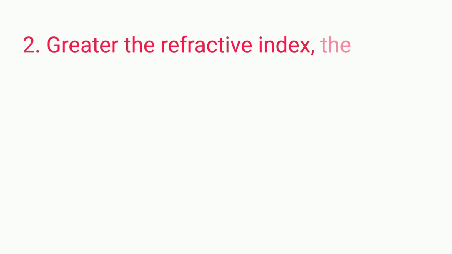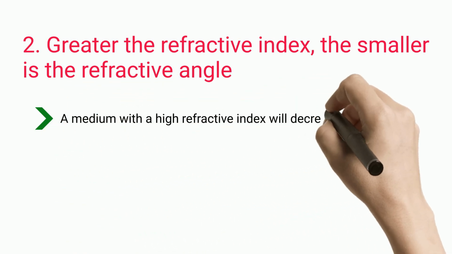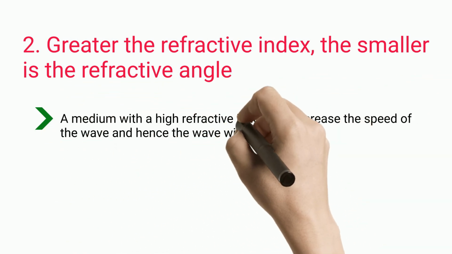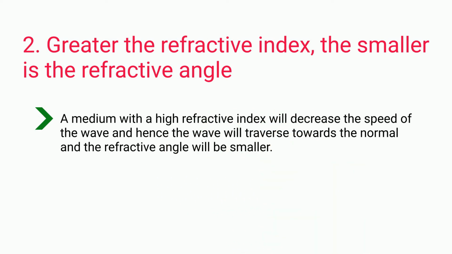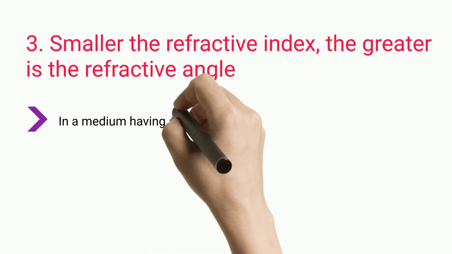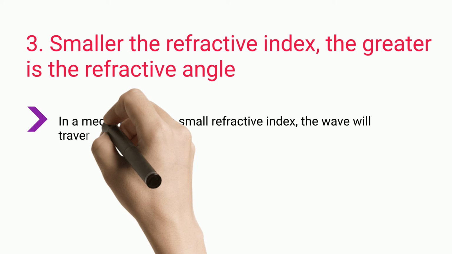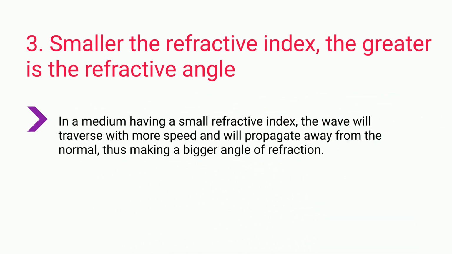2. Greater the refractive index, the smaller is the refractive angle. A medium with a high refractive index will decrease the speed of the wave, and hence the wave will traverse towards the normal, and the refractive angle will be smaller. 3. Smaller the refractive index, the greater is the refractive angle. In a medium having a small refractive index, the wave will traverse with more speed, and will propagate away from the normal, thus making a bigger angle of refraction.